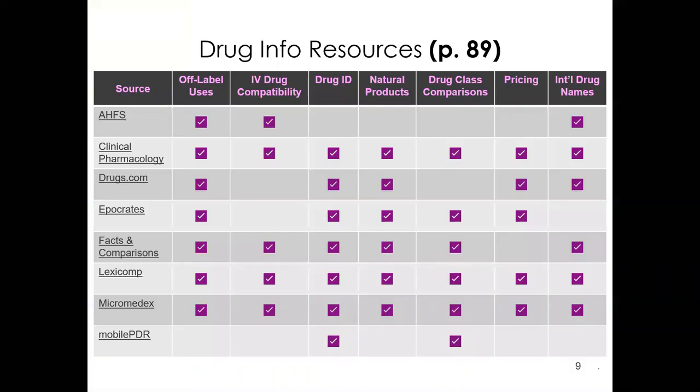So here's a chart of some of the common drug resources and the type of information you can find. I basically copied it straight out of the book. It's on page 89 of the 2021 NAPLEX book. It's definitely something to be familiar with, just knowing in general, if you wanted to know if an IV drug was compatible with another one, which source can you go to find it?